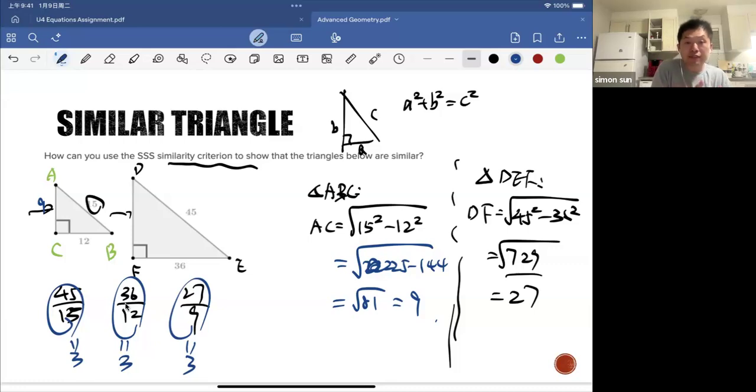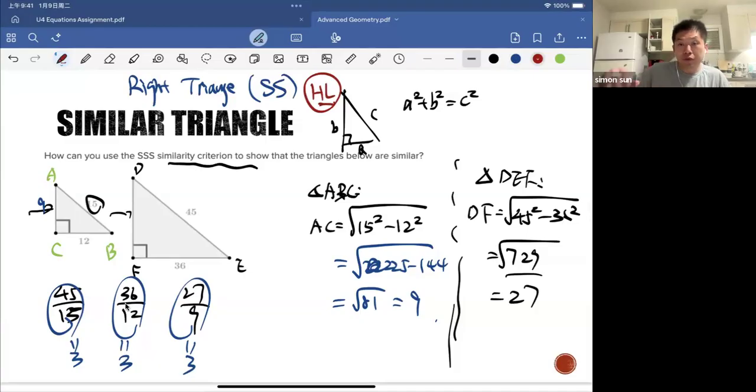Even though only two sides are given, not all three sides, we can still prove it. From this question, you can also notice that for a right triangle, we can use S and S, or in some textbooks we mark this as HL, the hypotenuse and a leg. If you know two side ratios are the same for a right triangle, the triangles are similar. If it's not a right triangle, it's not.